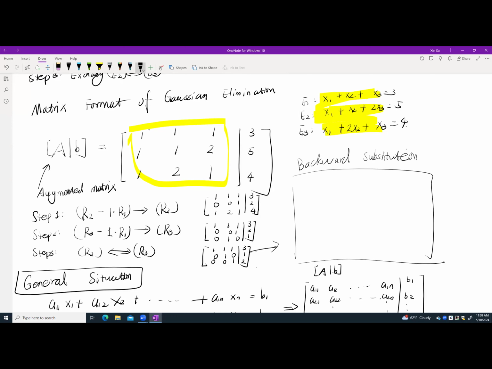Going from the bottom to the top, we get x3 equals 2, then x2 equals 1, and x1 equals 0. This is how we solve the equation, by applying the backward substitution process to the result matrix we get from the Gaussian elimination. So this is the whole procedure of Gaussian elimination.